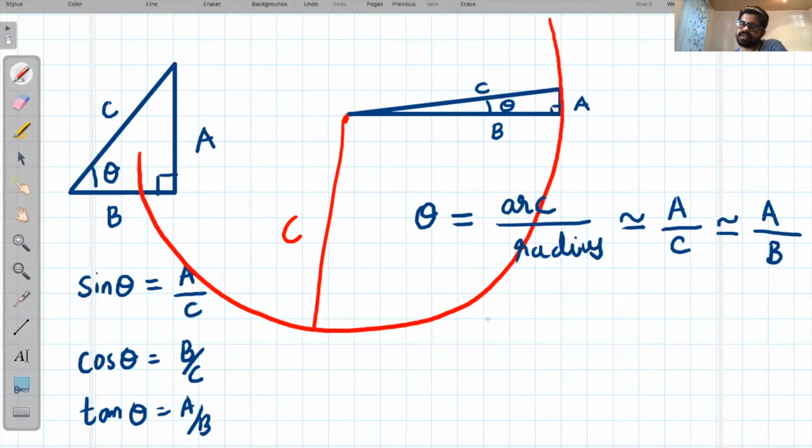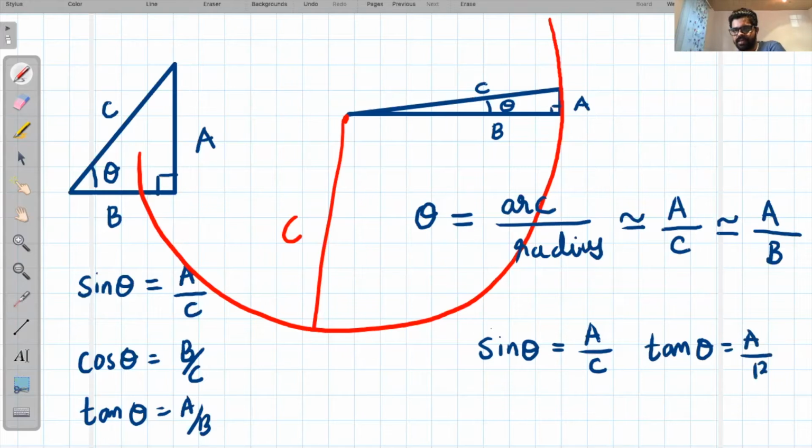Now let us consider it as a right angle triangle. What is sine theta in this right angle triangle? It is A divided by C. What is tan theta? It is A divided by B. And cos theta is B divided by C. These are the exact relations that we get from this right angle triangle.